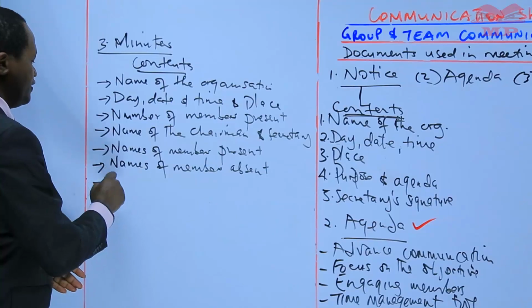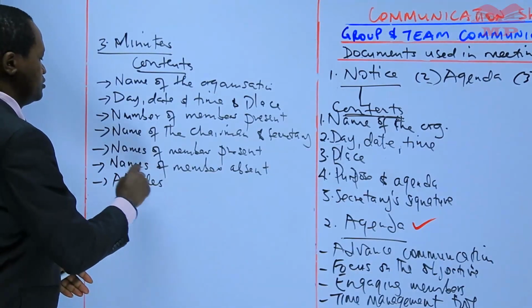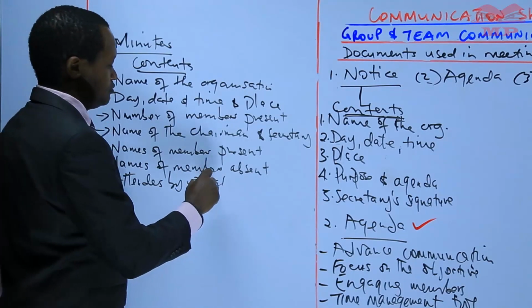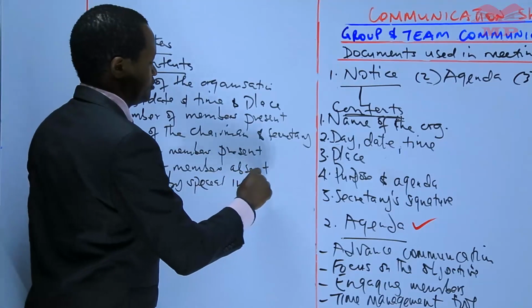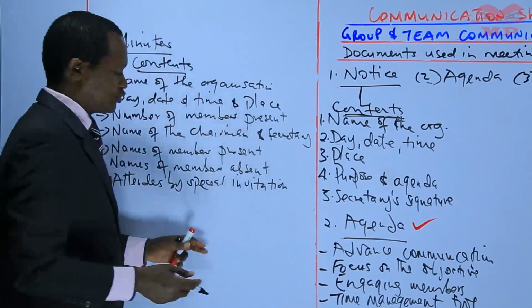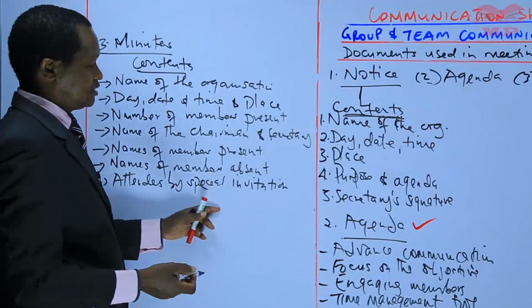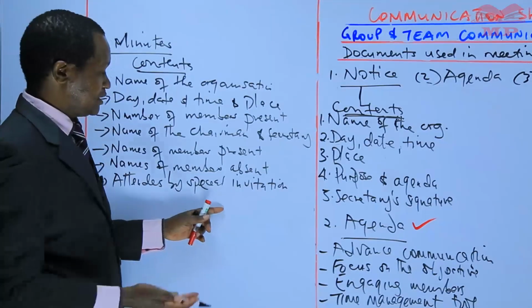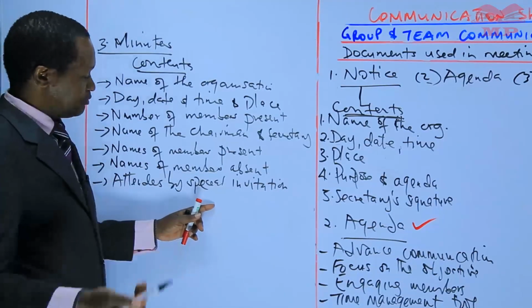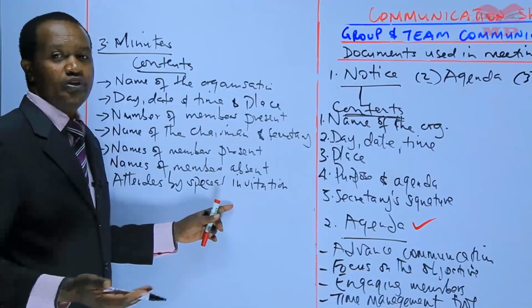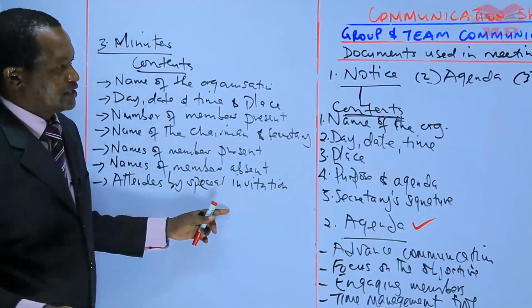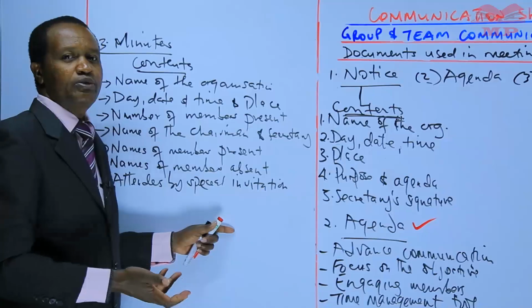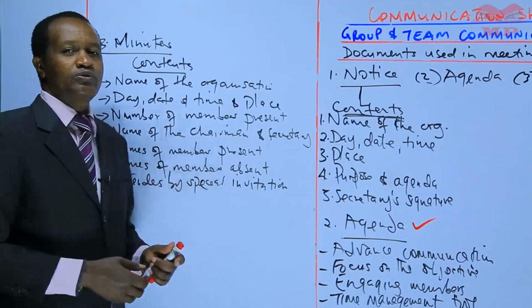Then we also have attendees by special invitation. If there are certain persons who are invited to a meeting, maybe a specialist who was to train or give consultation to the committee, then the name of such an attendee has to be included in the minutes. You may also have members like auditors in a meeting. The name of the auditor should be included. You may have, say, bankers and so on.